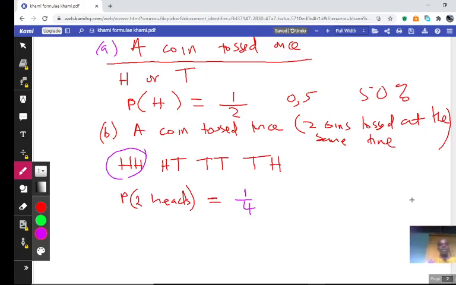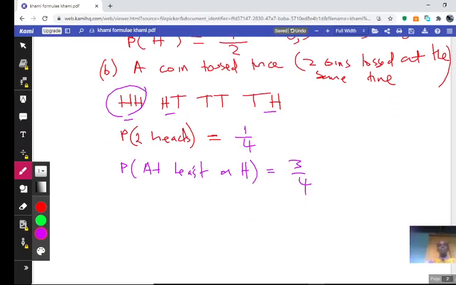Right. Then I can say the probability of at least a head. At least means greater than or equal to 1 head. Right. So how many possible outcomes do we have? We have 1, 2, 3. So it will be 3 over 4. So that will be the probability based on this.